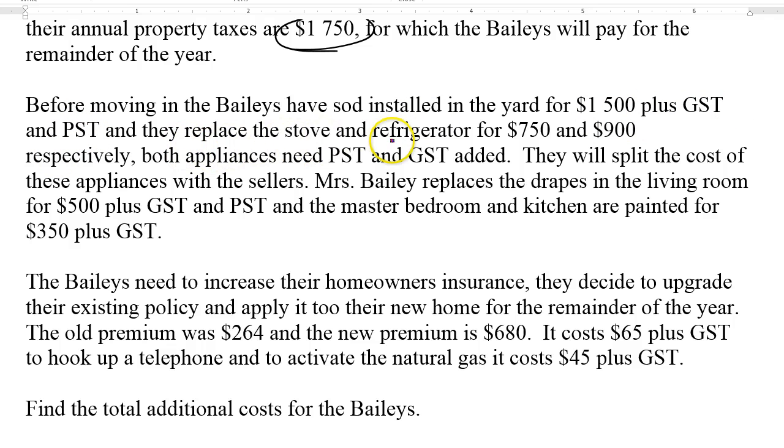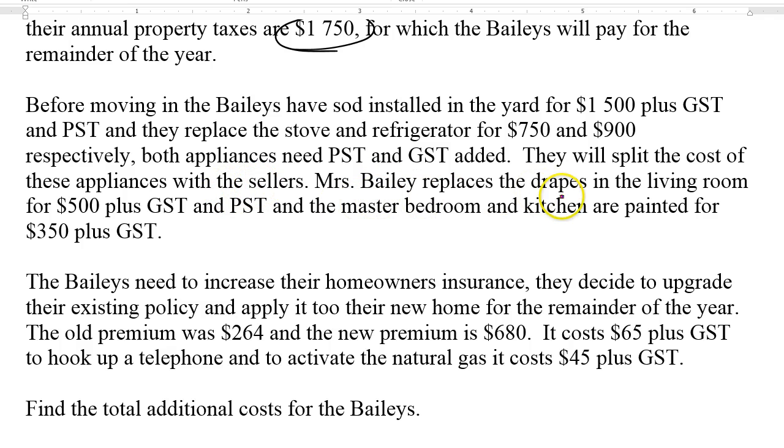They replaced the stove and refrigerator for two prices, and we've got GST and PST, but we're going to add a slight twist here: they're going to split the cost of the appliances with the old owners. So you're going to have to add these together, do the GST and PST, but then split that amount because the Baileys are only going to pay for half. The old owners will pay the rest.